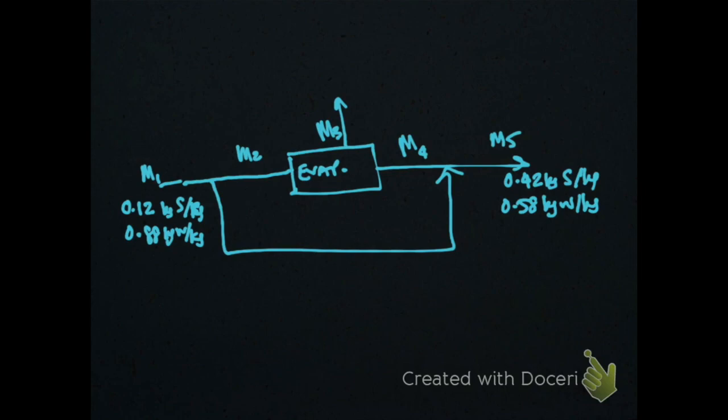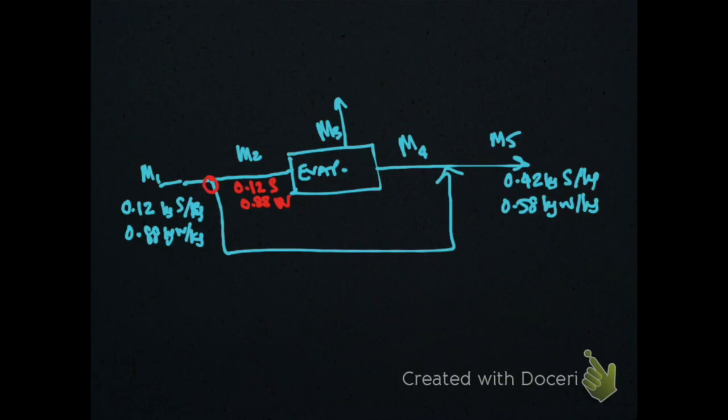So first of all, it's about drawing the process flow chart. We know that this is a splitting point. So by right, the rule for a splitting point, this should also have 0.12 kilogram solid and 0.88 water. So I just label accordingly like this.